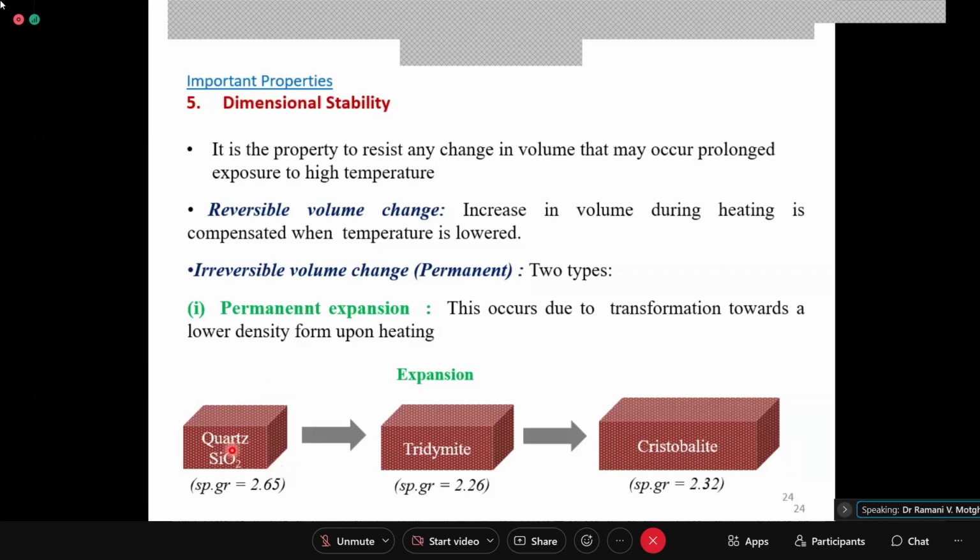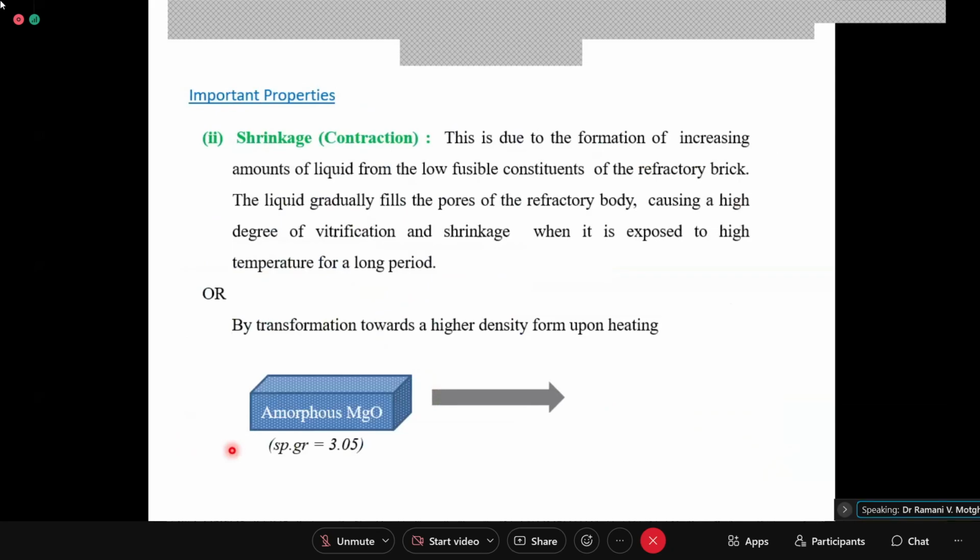Okay. Then important properties like shrinkage. Now certain things will show shrinkage. Amorphous MgO, specific gravity 3.05. Crystalline periclase, specific gravity 3.54. So this shrinkage is because of a decrease in the bond distance.